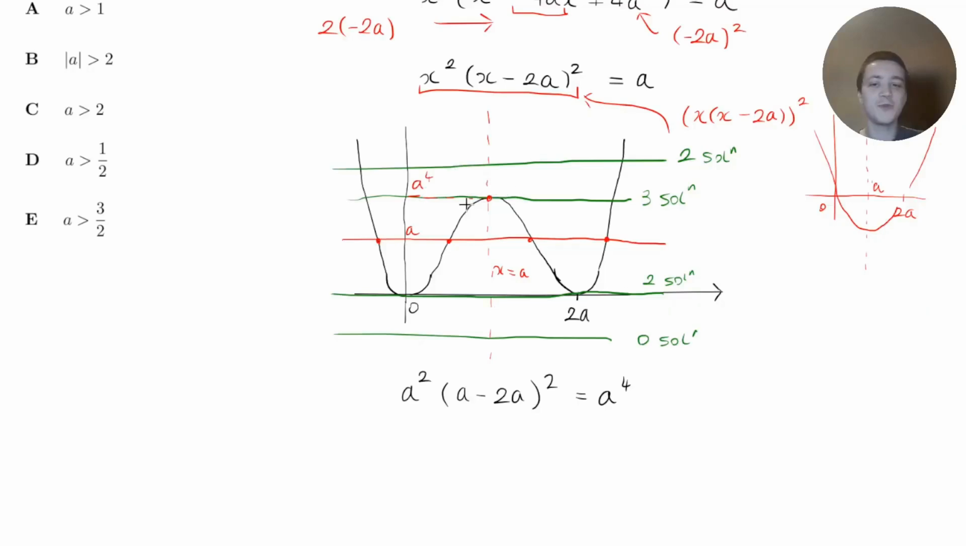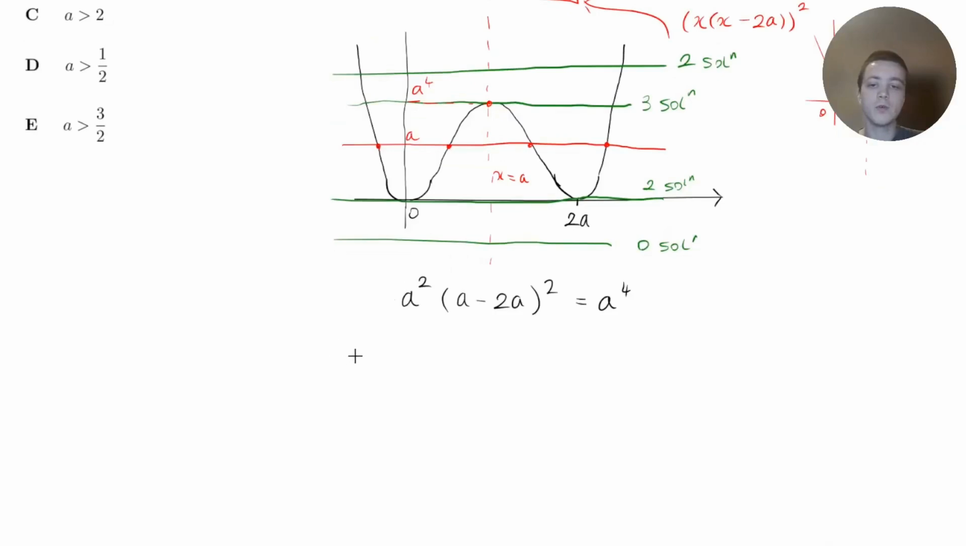Now we said that we get a solution when a is bigger than 0, but less than the value of the turning point, which is a to the power of 4. So what we need is a greater than 0, and a to the 4 must be larger than a. Well, since a is positive, we can actually divide this inequality by a. That's not going to change the sign or cause any problems because a is positive. So that means that a cubed must be bigger than 1.